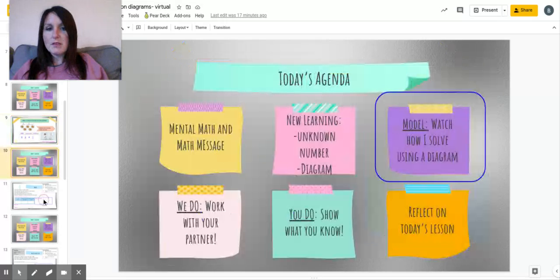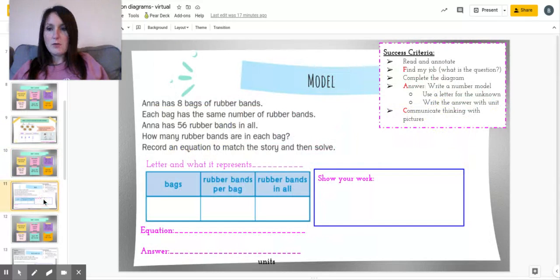Right here, I'm going to use this diagram to solve. This was something that I showed you in the last video, and now I'm going to try to solve it. It says Anna has 8 bags of rubber bands. Each bag has the same number of rubber bands. Anna has 56 rubber bands in all. How many rubber bands are in each bag? Record an equation to match the story and then solve.